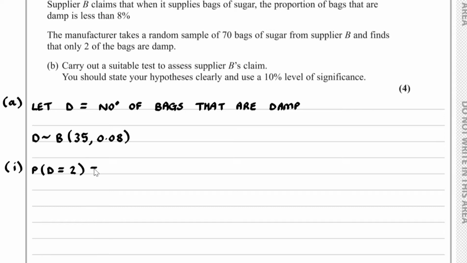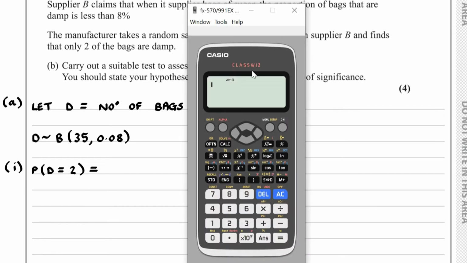And if we find out what this is, well, from our calculator, if we go to the distribution sub-menu, select 4 for binomial PD, number 2 for variable, x is 2, n is 35, p is 0.08, and it turns out to 3 significant figures, we end up with 0.243.